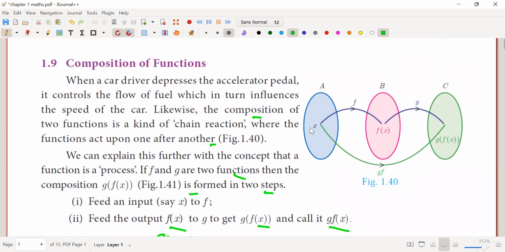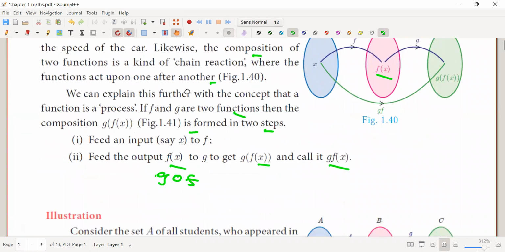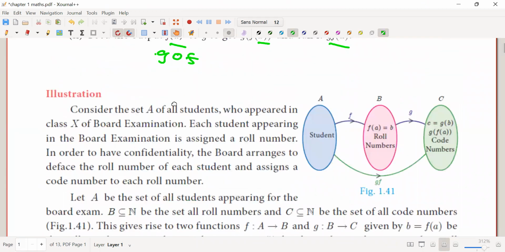Here x is a variable. We are using x in f to provide an equation. Then we are providing this f of x directly into g to provide another equation, and combine the equations. When you see an illustration, we'll get it.